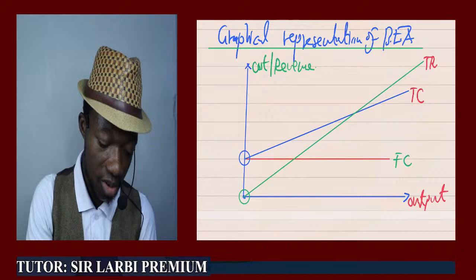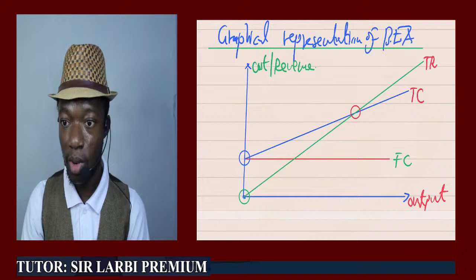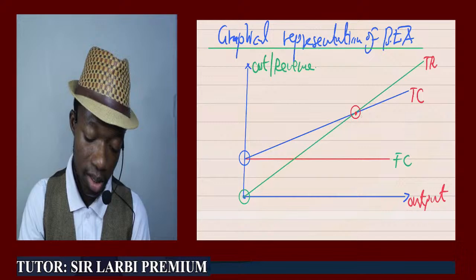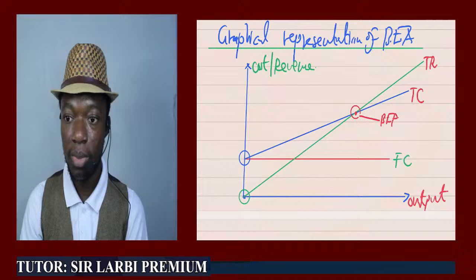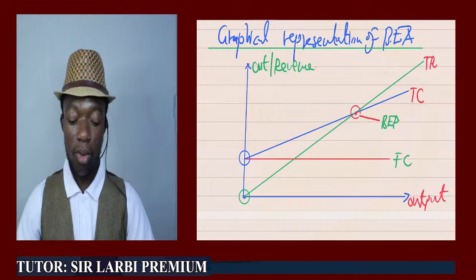Let me try to bring in a different color for you. Something like this. So we'll have our break-even point here. You see the point where they meet. Here is going to be called the break-even point, BEP. Now, this wouldn't help you, so we'll use green. Break-even point.